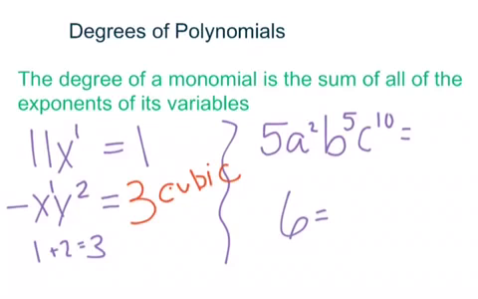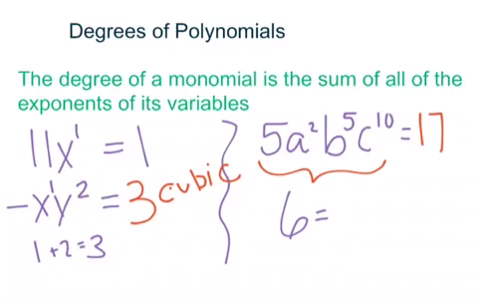You can write it. Okay. Hope you remember, it has nothing to do with the coefficients. It has all to do with the exponents. You just add them up. So we have a squared, b to the 5th, c to the 10th. So 2 plus 5 plus 10 is 17. This monomial has a degree of 17.